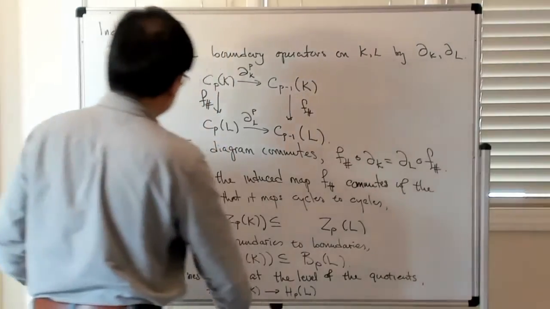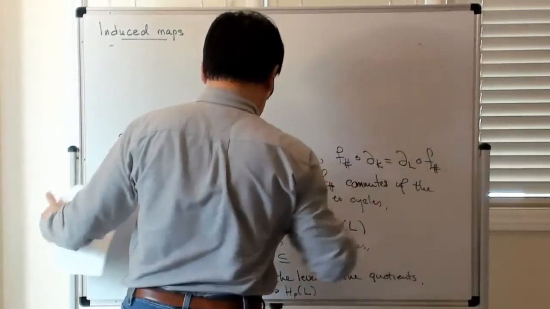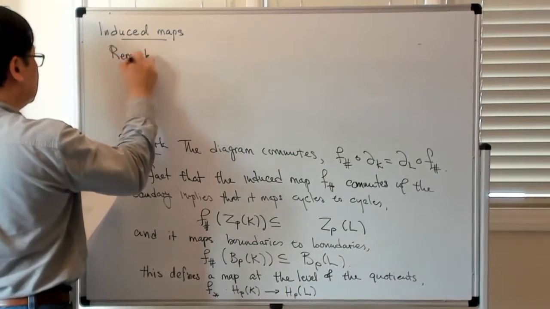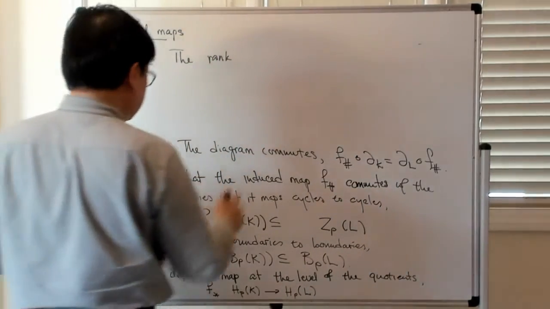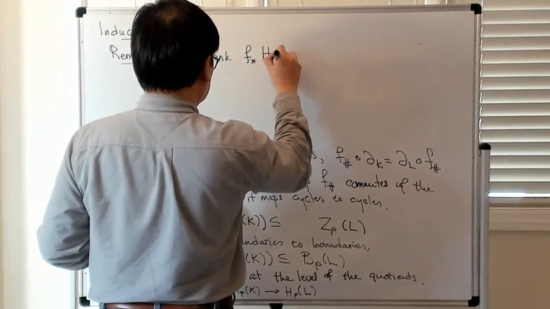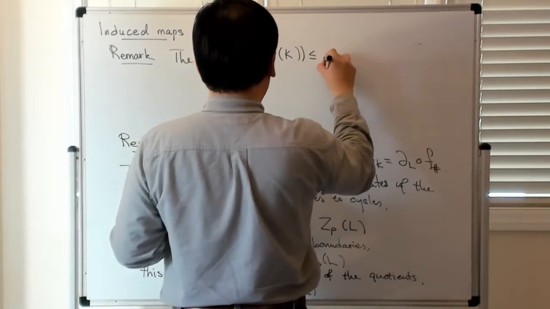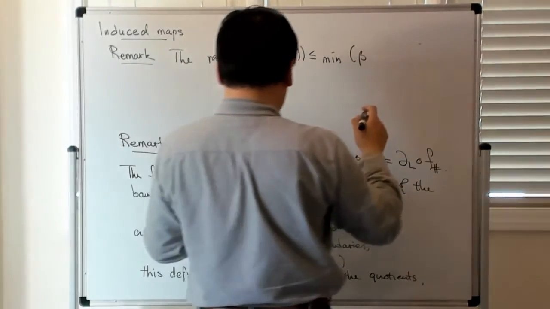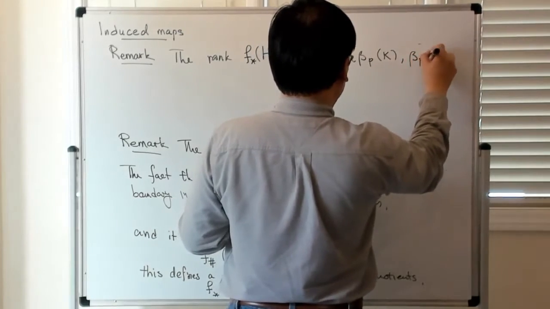Okay, so there's one further observation one can get from this, so let me make another remark. The rank of F star on H_p(K) is less than or equal to the minimum of the two Betti numbers, beta_p of K and beta_p of L.